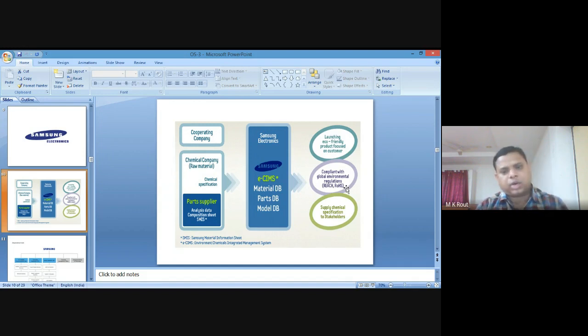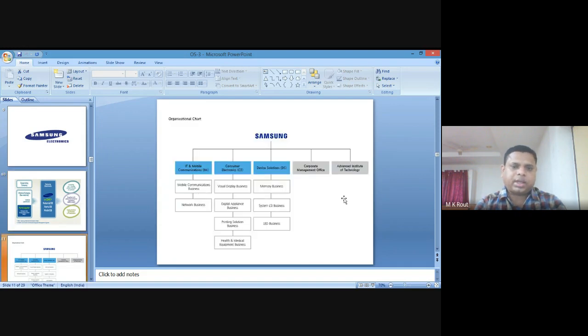Moving to the next part, this is the organization structure of Samsung Electronics. They have an IT and mobile communication segment, a consumer electronics segment, and a device solutions segment. The next part is the corporate management office, and the Advanced Institute of Technology for research and development. They have already established a particular unit in Bangalore.